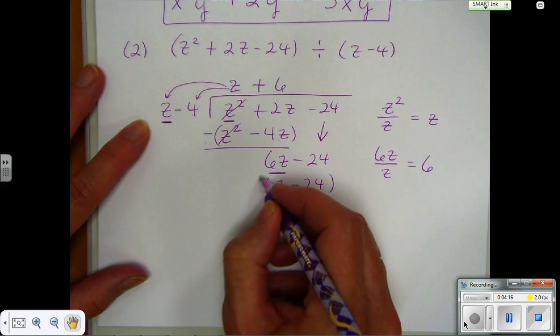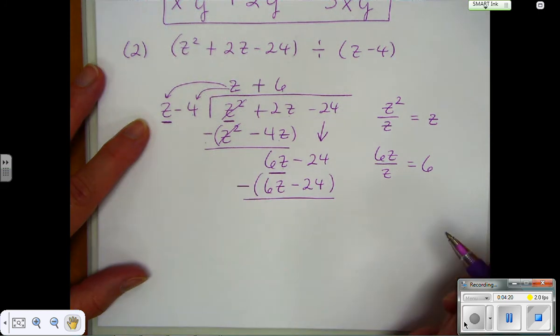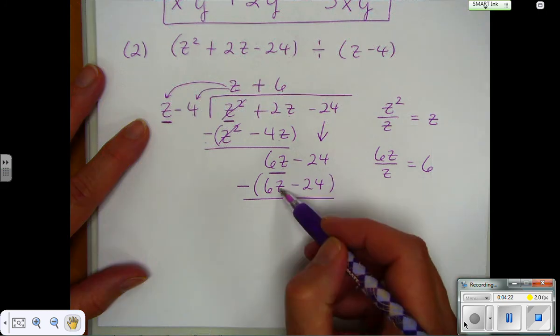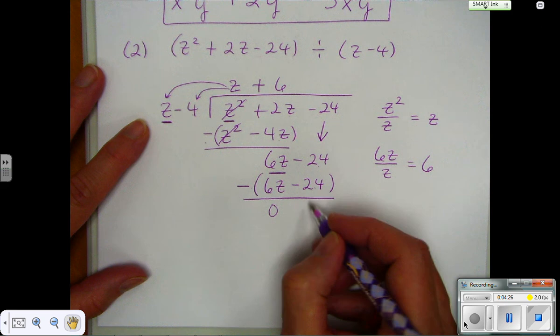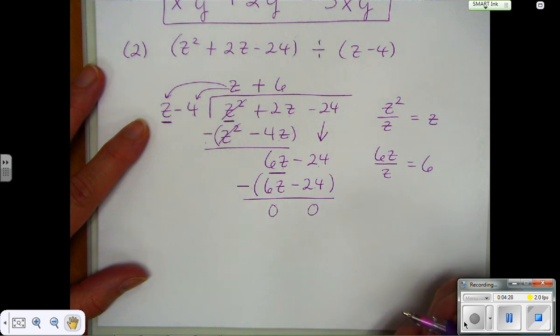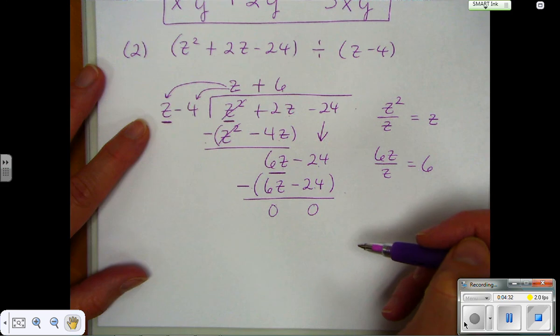I'm going to put parentheses around that product and subtract it from the binomial above it. 6z minus 6z, that's 0. Negative 24 minus the negative 24, that's 0. So you don't have anything left over. There's nothing left to bring down. You don't have anything else to divide.